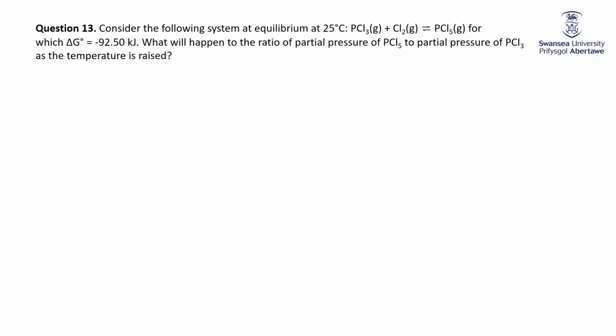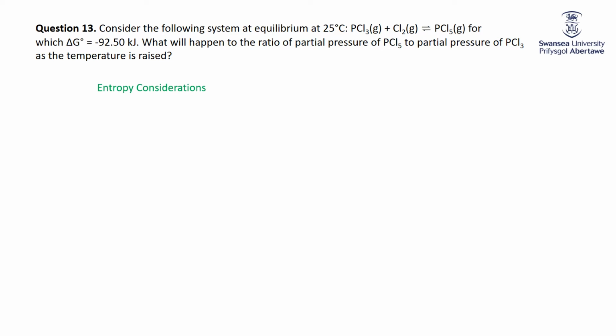Consider the following situation: equilibrium. What happens to the ratio of partial pressure PCl5 to partial pressure PCl3 if the temperature is raised? Okay, and all we're told here is the equation and delta G. PCl5 is a righty, PCl3 is a lefty. So we're essentially being asked what's the ratio, at equilibrium, of the righties to the lefties.